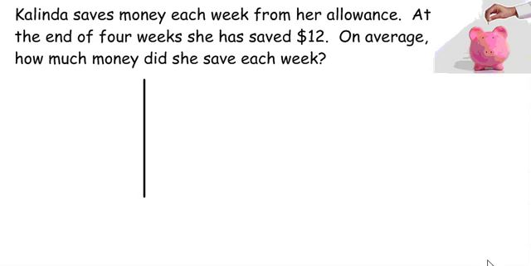Kalinda saves money each week from her allowance. At the end of 4 weeks, she has saved $12. On average, how much money did she save each week?